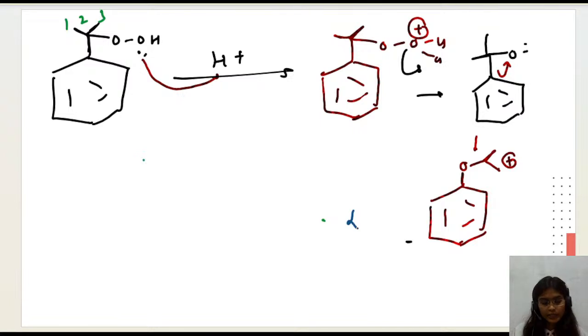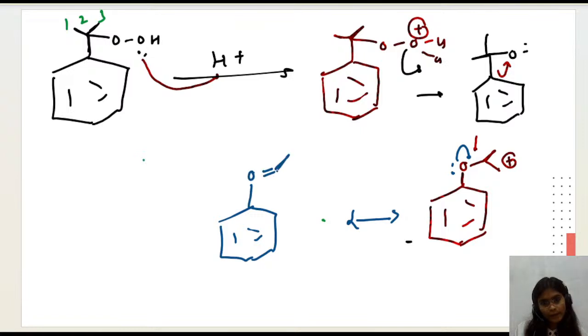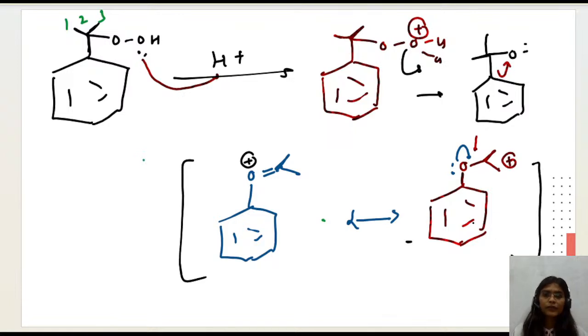That's it. Now the second step is what? Again, water comes into the picture. You can stabilize the positive charge, like a lone pair may attack here. So let me draw the resonance as well. Double bond, like this, and there is a positive charge. So these two are the resonating structures of one another. After this, let's move to the next slide. So now I will be having this.